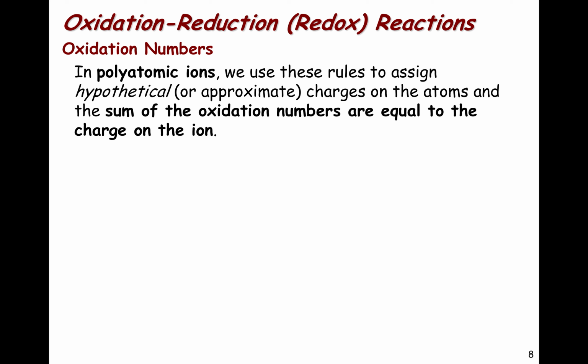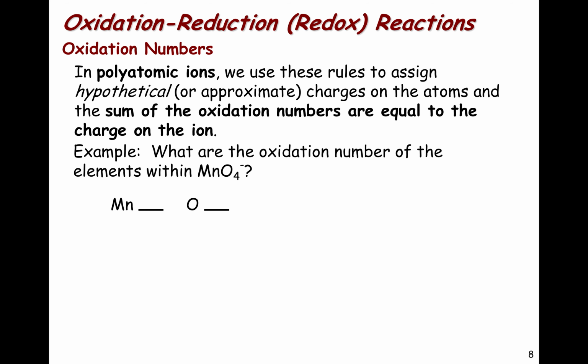As another example, if we want to determine the oxidation number of an atom in a polyatomic ion, we have to recognize that the sum of all the oxidation numbers for the atoms involved has to add up to the charge of this ion. And so an example of this might be: what is the oxidation number of manganese in the so-called permanganate ion, MnO4, with a -1 charge?